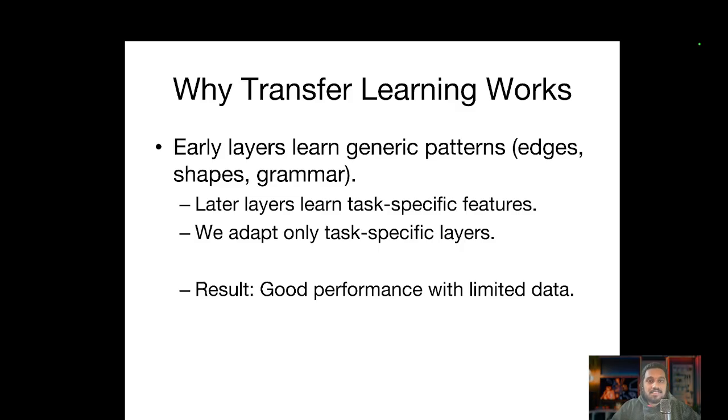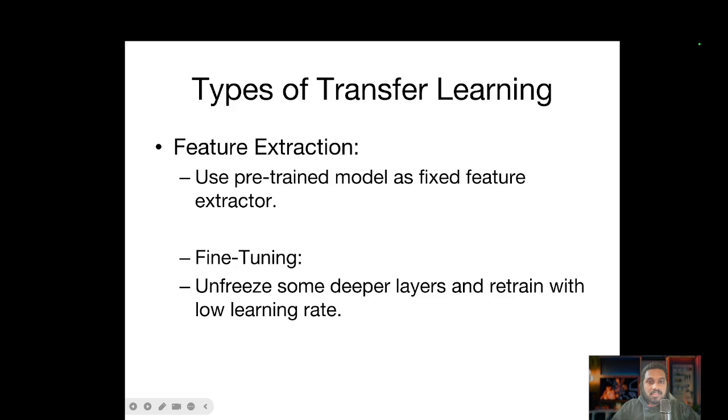So now let us see the types of transfer learning. There are mainly two approaches. Feature extraction: freeze the pre-trained model and train only a new classifier layer. This works well when the data set is small. Fine tuning: unfreeze some deeper layers and retrain carefully with a low learning rate. This is useful when the new dataset is larger or slightly different.